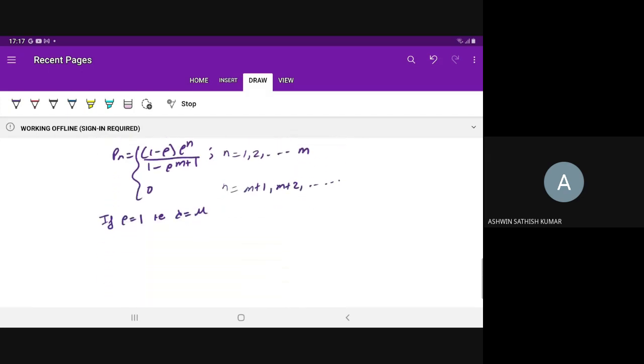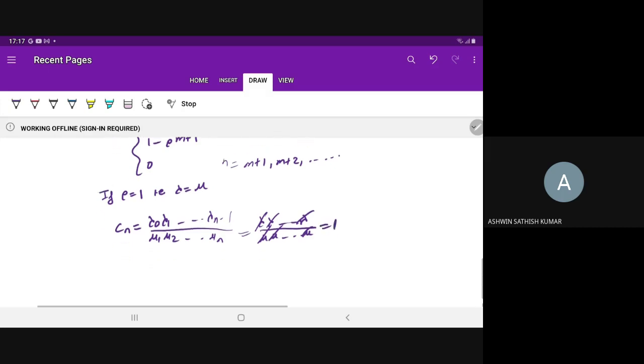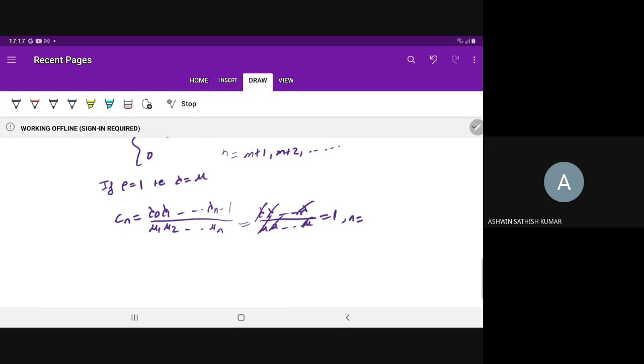So in this case, if lambda is equal to mu, what is the Cn? What is the basic formula? Lambda naught, lambda 1 ... lambda n minus 1 upon mu 1, mu 2 ... mu n. Since lambda is equal to mu, this becomes lambda, lambda, lambda in the numerator and mu, mu in the denominator. They cancel out, so Cn is equal to 1 for n is equal to 1, 2 up to m.